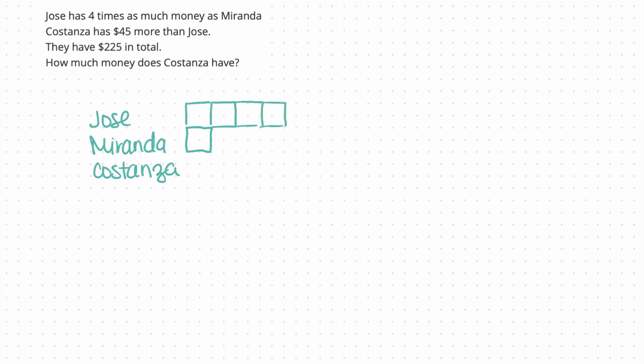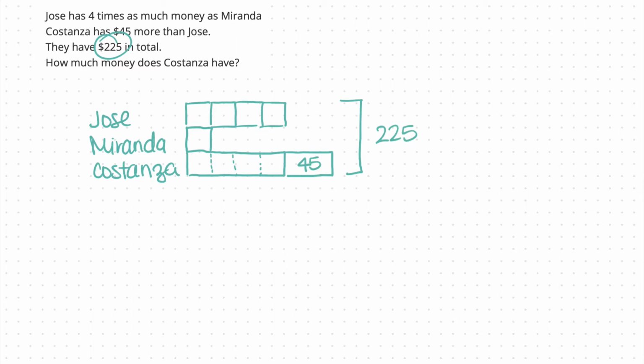And then it also says that Costanza has $45 more than Jose. So all from here to here is what Jose has, plus some extra, which is the 45. So we can label that this is 45. Since we know that Costanza has what Jose has plus 45, we can do these little dashed lines so that Costanza's looks like Jose's. Then it tells us that they have $225 in total, so all of this is $225.